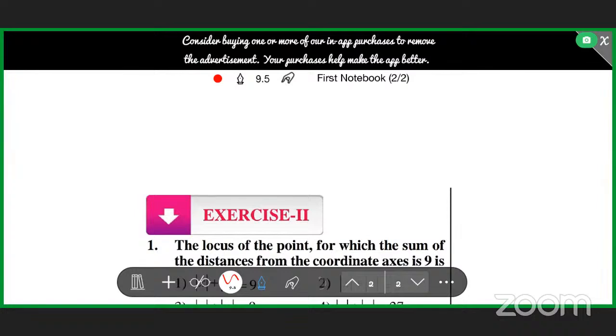What type of equation is it? The type of equation is a straight line, sir. Yes, straight line. What type of straight line is it? Parallel to... see the equation. What is happening to the equation? Parallel to x-axis, sir, only y is there. Yes or no? Yes, sir. That means it is the equation of a line parallel to the x-axis.